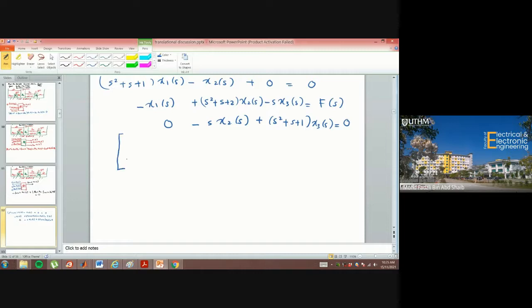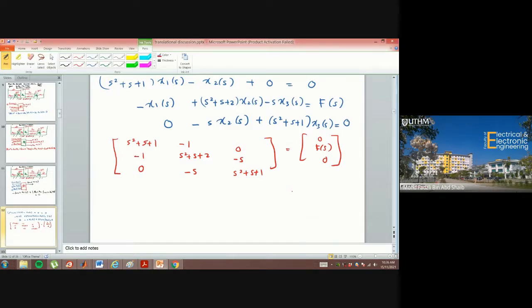In matrix form, it comes like this. Okay, s square plus s plus 1, minus s, 0. Okay, this we can solve using Cramer's rule.